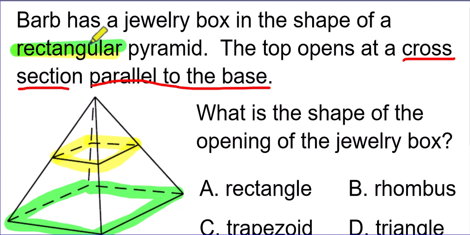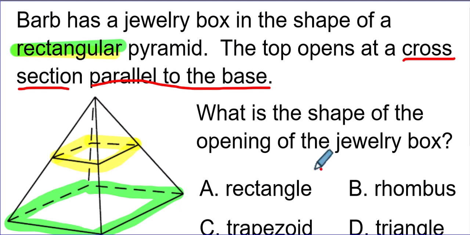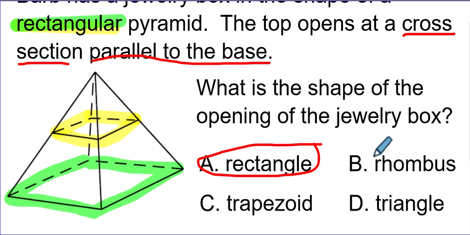Now, this is a rectangular base, so this is a rectangular opening. That's why the answer here is choice A. I know some of you might have been tempted to choose choice B because it kind of does look like a rhombus, but you have to realize perspective when you're looking at a drawing of a three-dimensional figure. Perspective matters. If you were looking at this cross-section straight on, you would see a rectangle, just like the base looking at it straight on would be a rectangle.